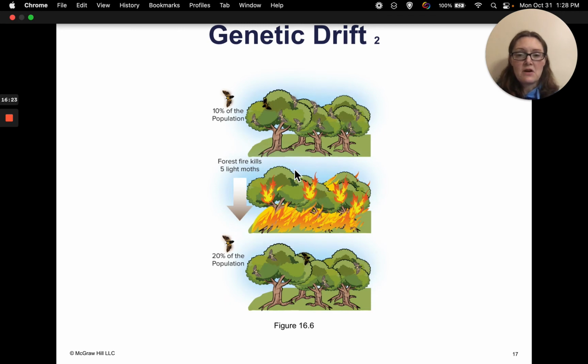So here's an example of population drift. 10% of the population, the forest fire kills 5 light moths, and then 20% of the population is going to kind of replenish that area. And so we have these moths that are coming back, and we have a darker moth that is found there. There are less now. There's less of the lighter moths, and the darker moth is more prevalent, because there's not as many of those light moths to kind of override the dark one.